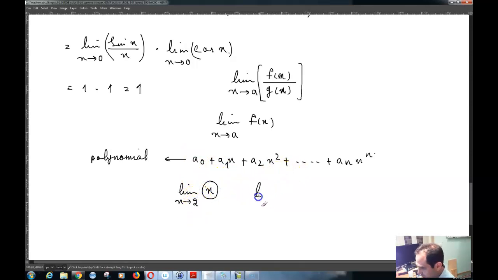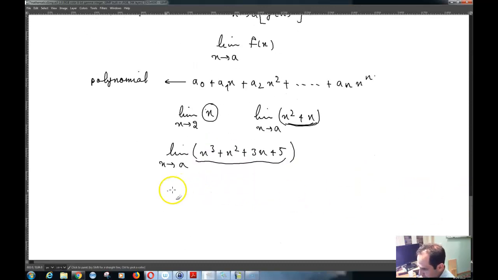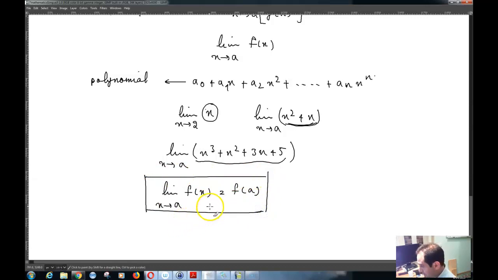Suppose that you want to find the limit of, for example, x squared plus x as x tends to some a. This is again a polynomial. Suppose that you want to find the limit of x cubed plus x squared plus 3x plus 5 as x tends to some a. This is again a polynomial. And we know how to find the limit of polynomials. We said that the limit of f of x, if f of x is a polynomial, as x tends to a, is equal to f of a. Very simple, very easy.